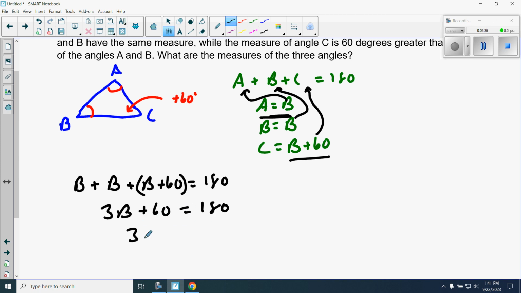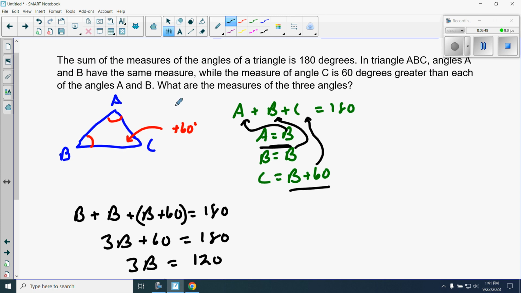I subtract 60 from the left side. When I do, I subtract it from the right side. And angle B is now 40 degrees. Now, once I've found my answer, I want to go back up. It asks for what are the measurements of the angles. So angle A, angle B, and angle C, right? There's angle A, angle B, and angle C.